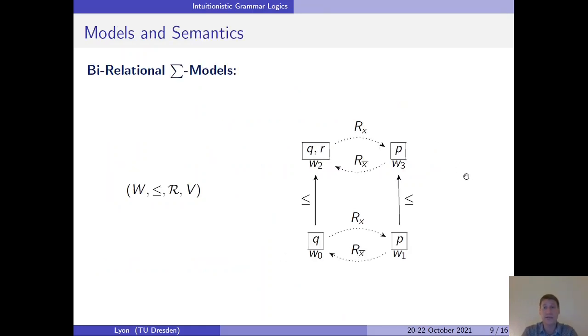Okay, so now let's look at the semantics and models that are used. The semantics used here is a very basic generalization of the birelational semantics that's provided for both intuitionistic modal and tense logics. The types of models that I defined are called birelational sigma models, and to give an idea about what they are, I will now go through their various components.